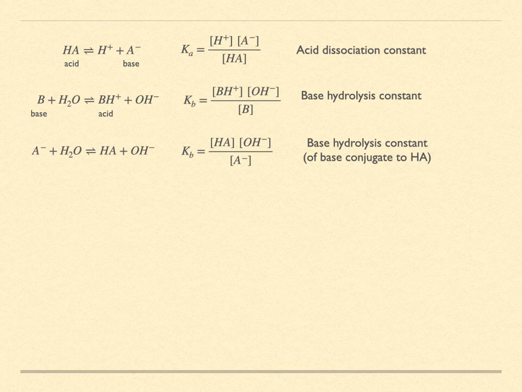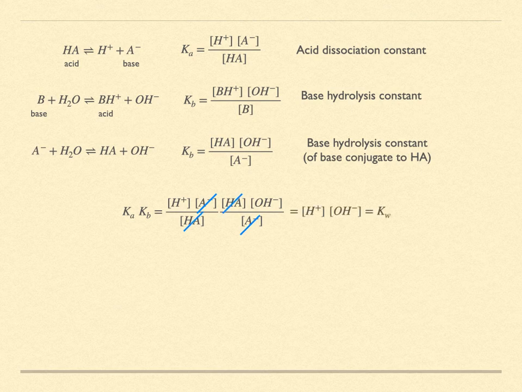But now look what happens. We can multiply the two equilibrium expressions together. Now note that it must be the equilibria for an acid-base conjugate pair, not just any acid or any base. But when we do that, things cancel, and we are left with just the product of hydronium and hydroxide, which is, of course, just Kw. Ka times Kb equals Kw. This is a relationship that is worth remembering.